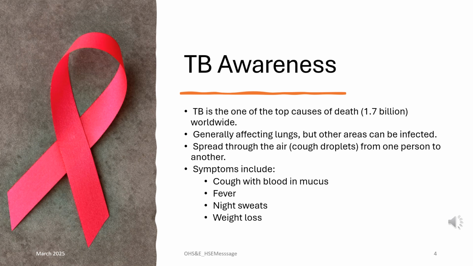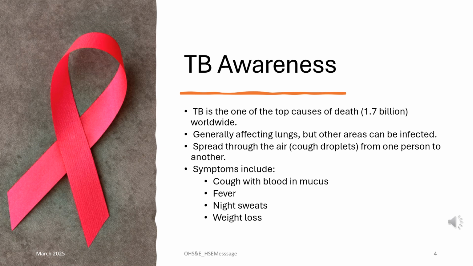Weight loss, unintentional and significant. Loss of appetite, reduced desire to eat. Fatigue, persistent tiredness and weakness. These are the symptoms. Now, having a look at what other parts of the body it can affect. TB can also affect the spine, causing back injuries, and may even affect the kidneys and cause blood in the urine.